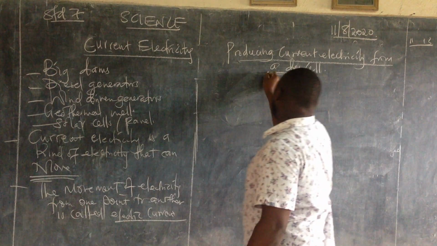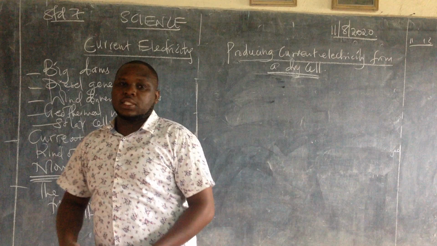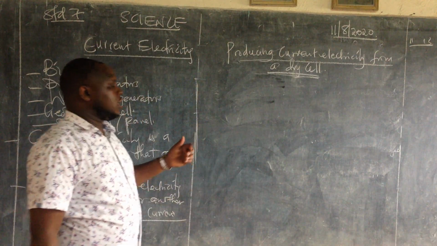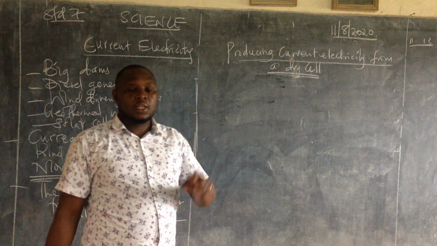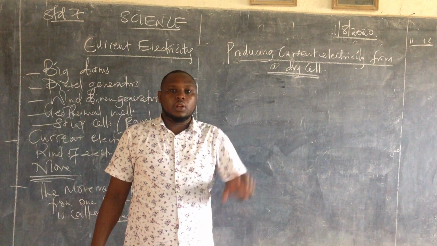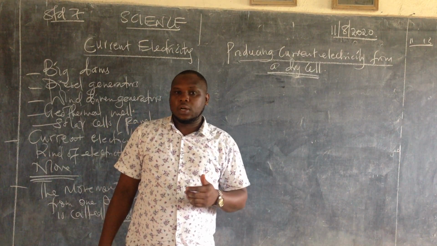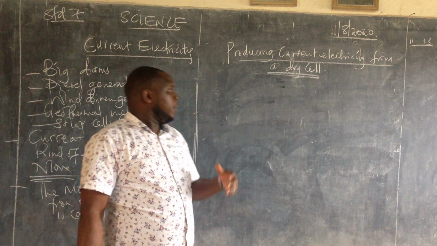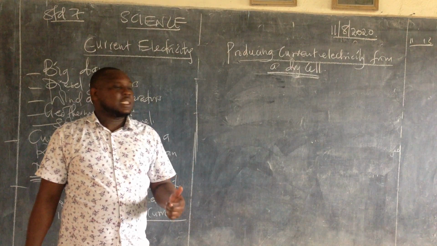Now, I'm saying dry cell, and someone will ask, we have wet cells. Yes, we have. I want to explain what a dry cell means: whatever is inside that material is solid. Like for the case of the torch cells, the ones that we put inside the torch to be able to get light.